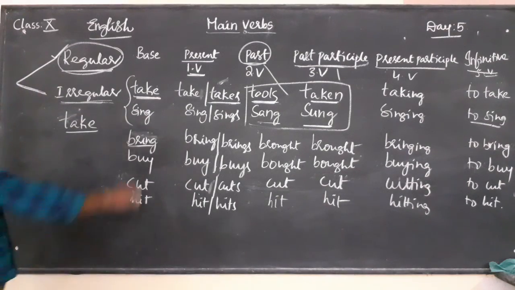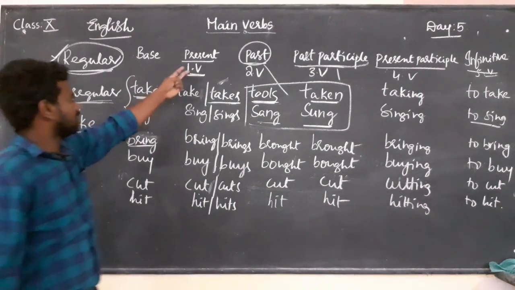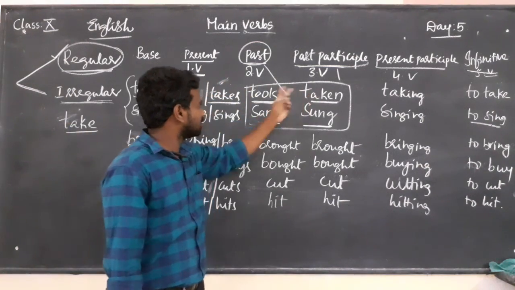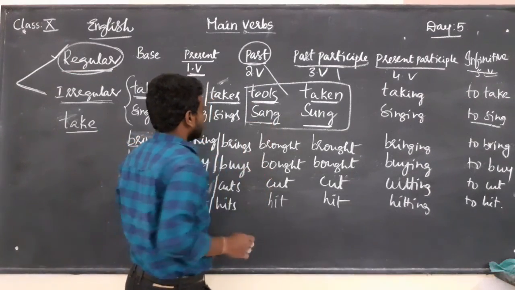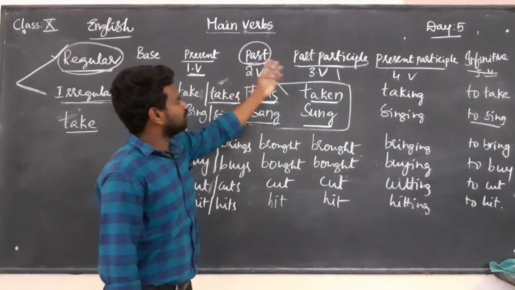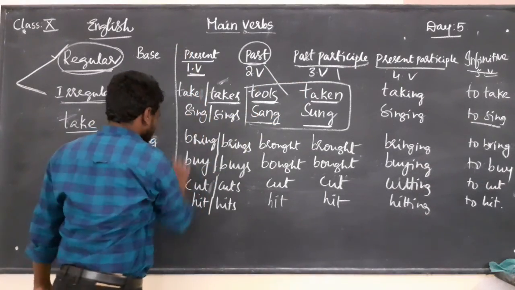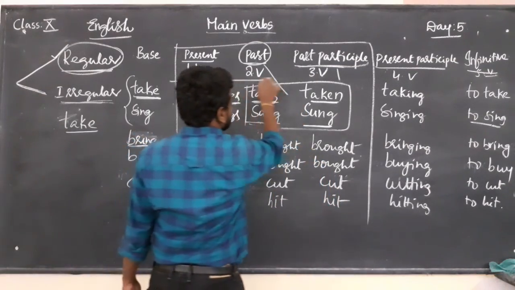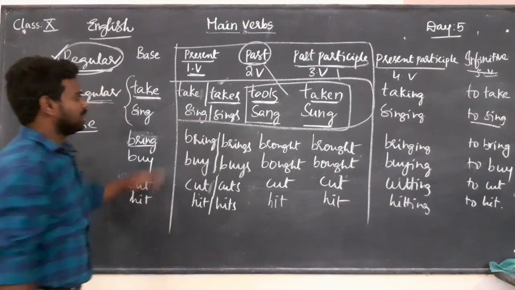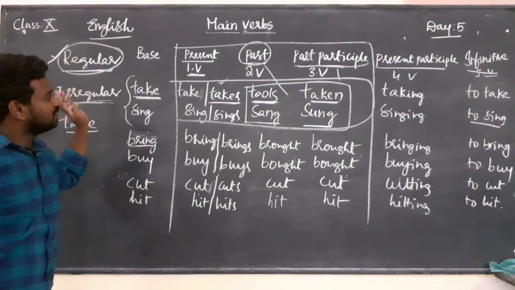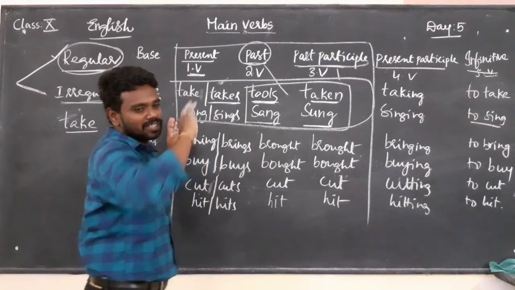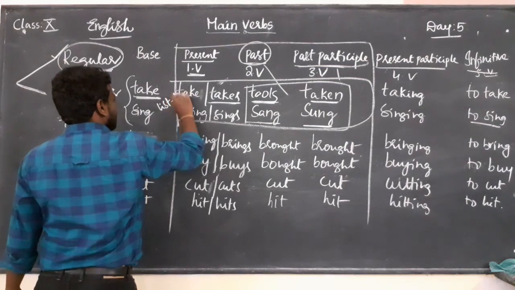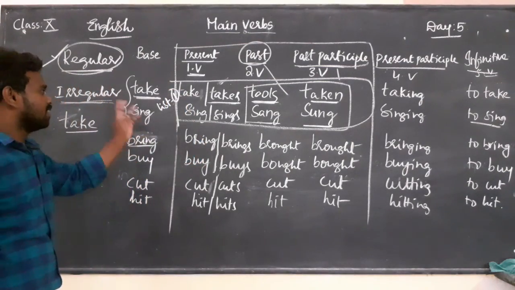So now you see here, take and sing. For example, when you take the present form, that is the first form of a verb, sing or sings, past and past participle are different. So that means here, present, past, past participle, these three forms are different. That means the verbs which have three forms different. Right. Three forms which are different.